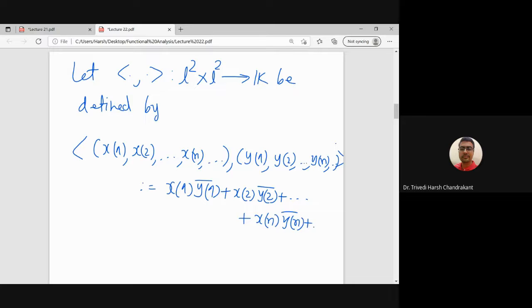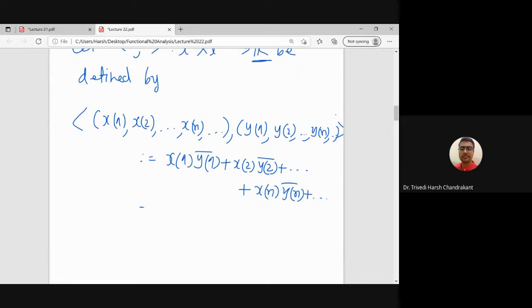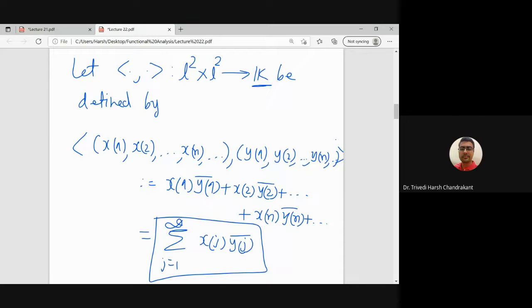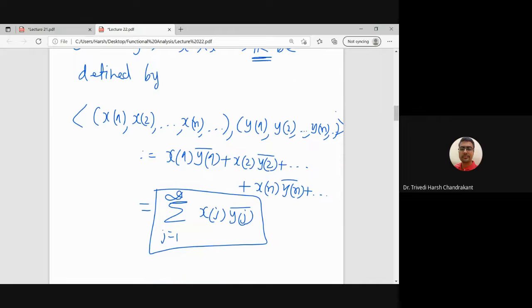So if we define it this way, what is the first problem? We need the output to belong to K, right? What is this? This is basically a summation, in summation notation, xj yj conjugate. So the output is this, but this may not be a real or complex number. It is a real or complex number if and only if the series is convergent, right? So first thing we need to check, if we want to define this map in this way, is whether this series is convergent or not.